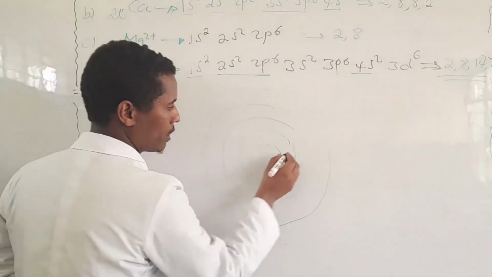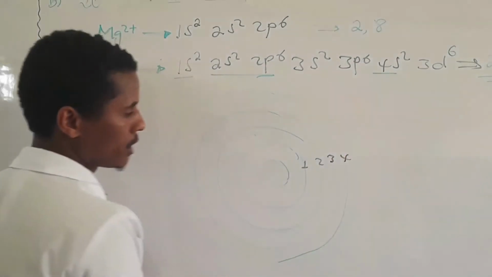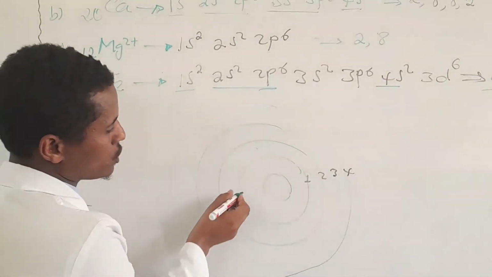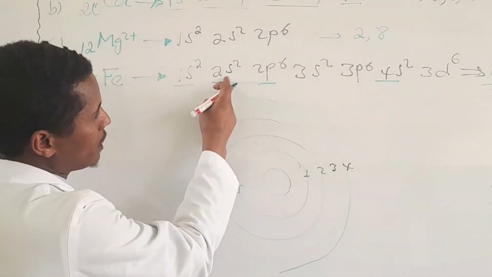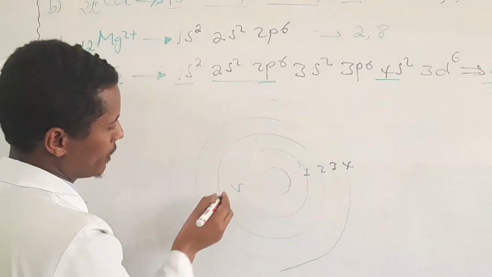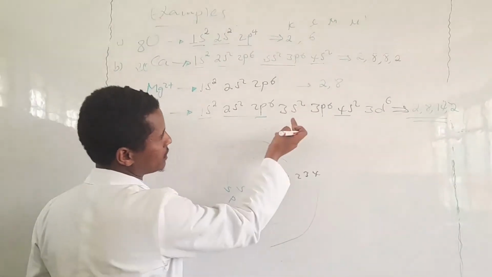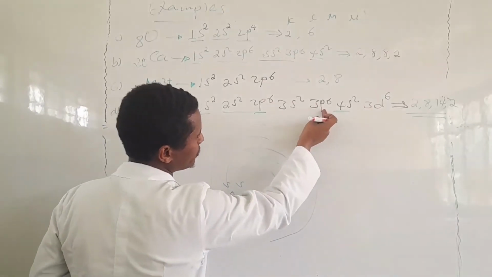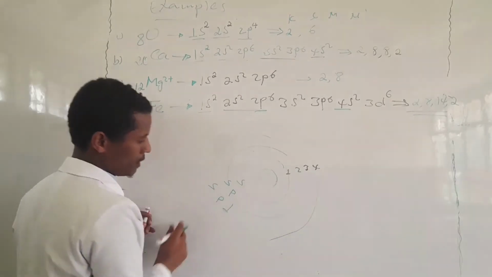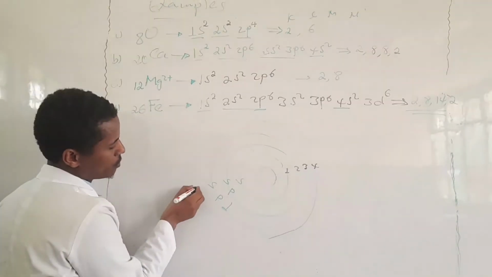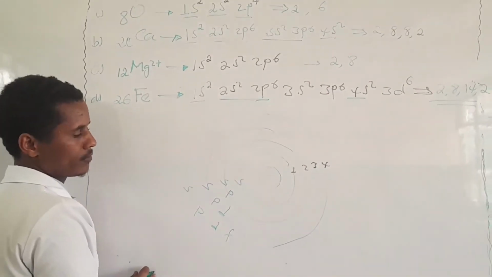This is the first shell, second shell, third shell, fourth shell. The first shell possesses one orbital only, 1s. The second shell possesses 4 orbitals, s and p. The third consists of 3s, 3p, 3d, that means s, p, d. The fourth possesses 4 types of subshells: s, p, d, and f.